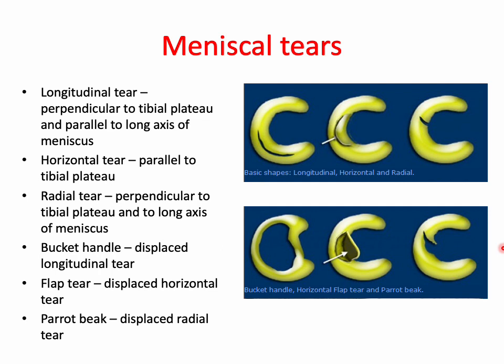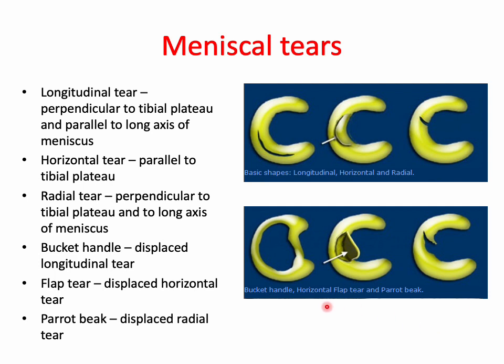A horizontal tear or a cleavage tear is oriented parallel to the tibial plateau and involves one of the articular surfaces or the free edge of the meniscus. It divides the meniscus into a superior and inferior part. A radial tear is perpendicular to both the tibial plateau and the long axis of the meniscus. And a complex tear is a combination of horizontal, vertical, and radial type tears.